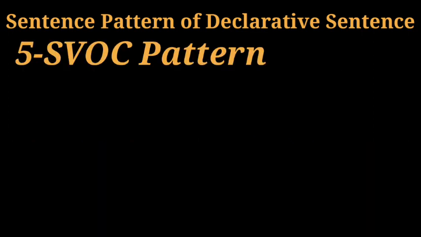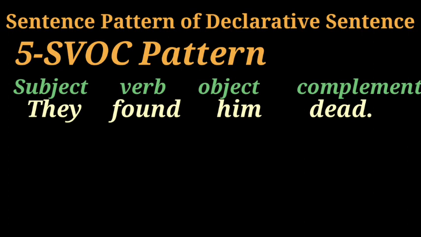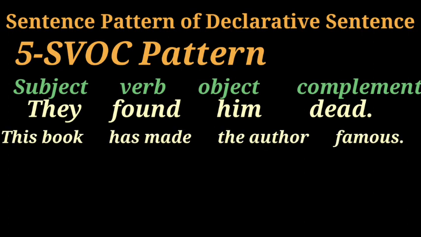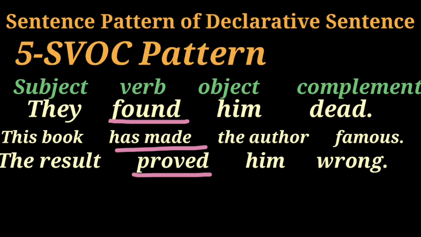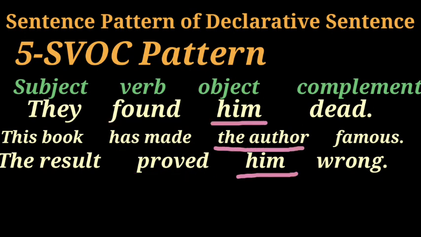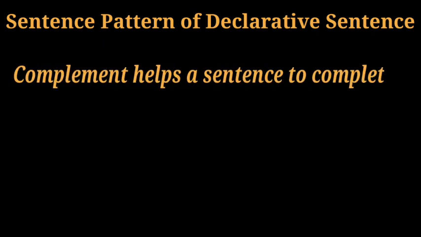The fifth pattern is the SVOC pattern. S stands for subject, V for verb, O for object and C for complement. Look at the examples. They found him dead. This book has made the author famous. The result proved him wrong. Here they, this book and the result are the subject. Found, has made, proved are the verb. Him, the author and him are the object. And the rest of the sentence is called the complement. Here the complement helps a sentence to complete.